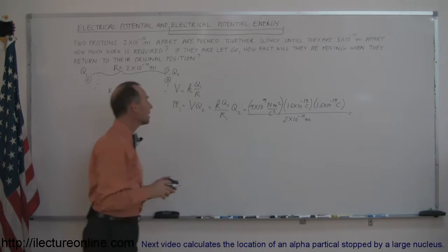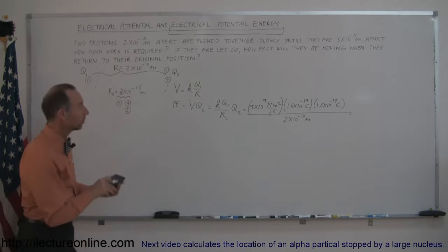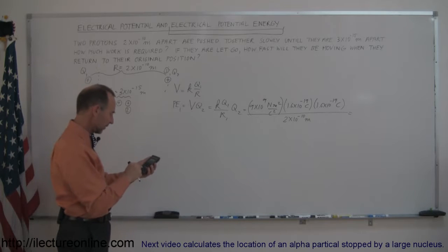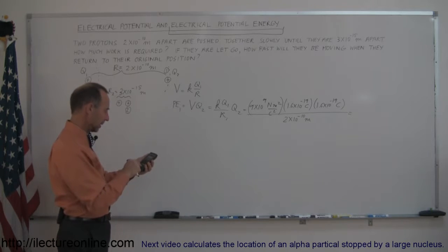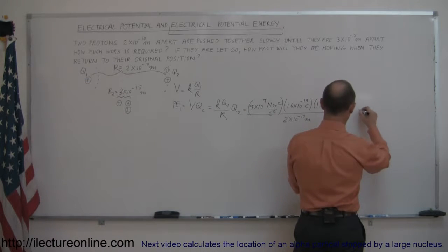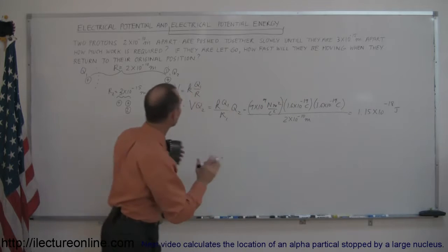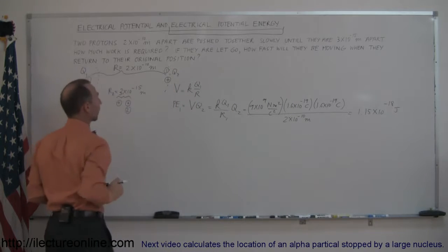So that would be the potential energy in joules. Let's see what that is equal to. It's 9e9 times 1.6e-19, and we have to square that. And then we divide that by 2e-10, equals. And I get 1.15 times 10 to the minus 18 joules. Okay, so that's the energy of the system before I start bringing the two protons together.